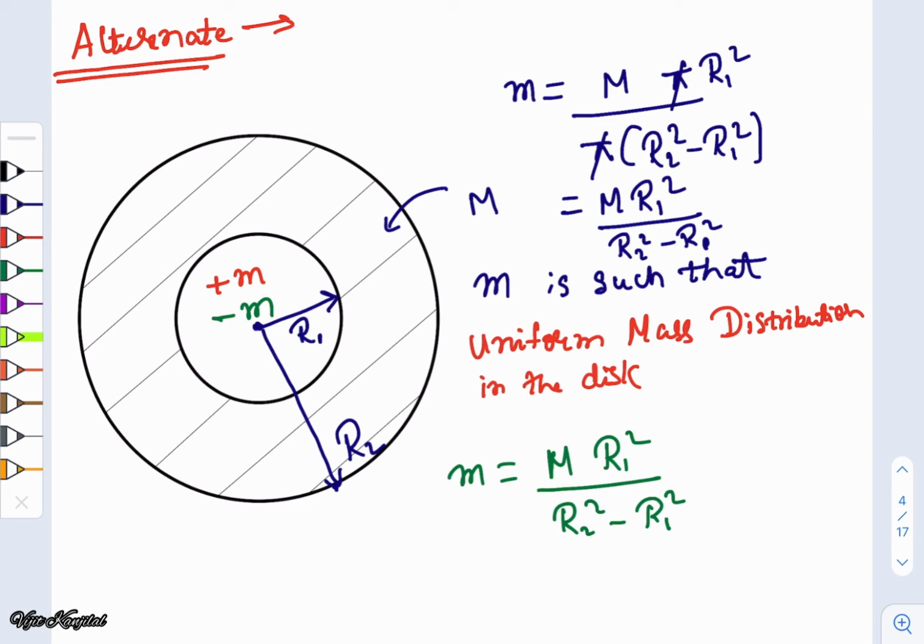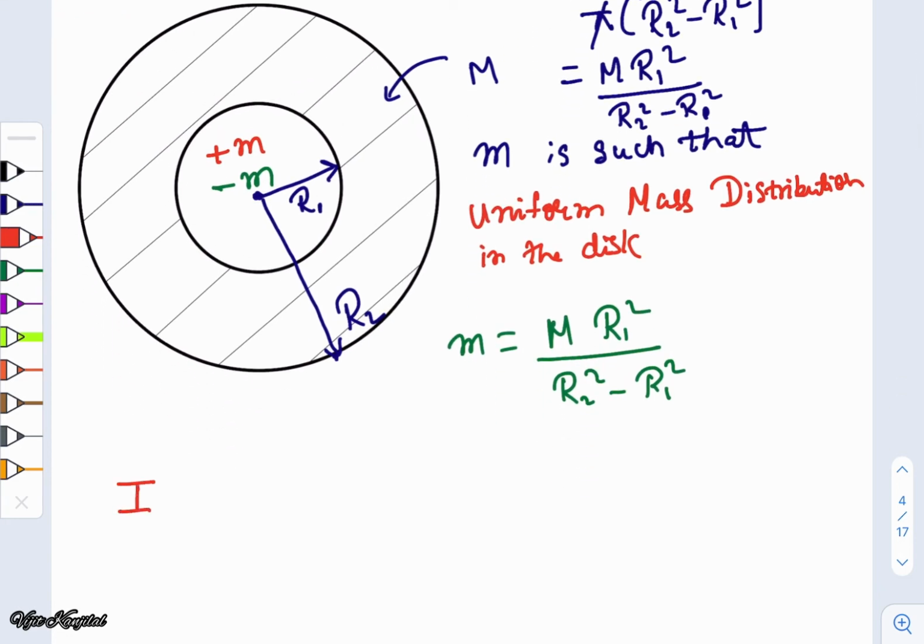And how are we getting that disk? That disk is formed by a combination of capital M and plus small m, and over this disk we are overlapping a disk of mass minus small m and radius capital R1. So that's how we are generating a hole in this particular disk, and that's how we are getting this particular lamina. So let us calculate I.